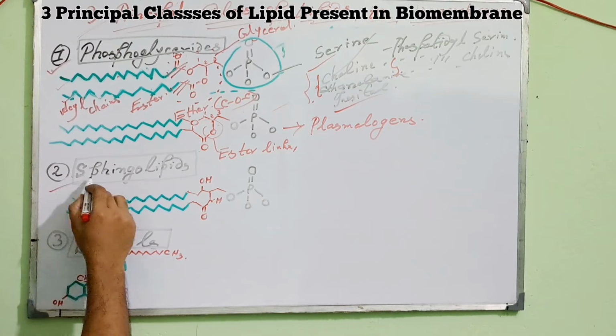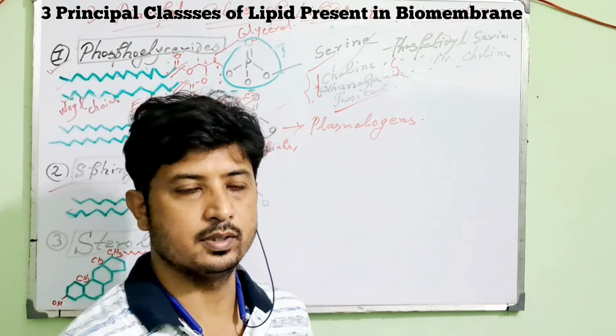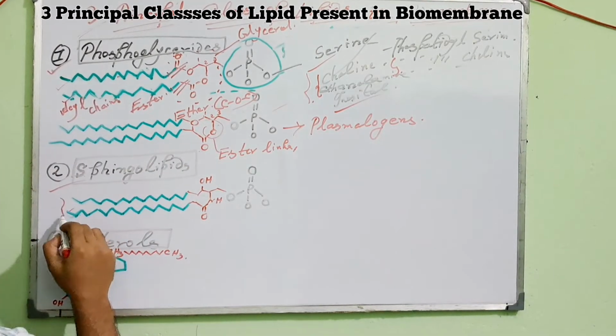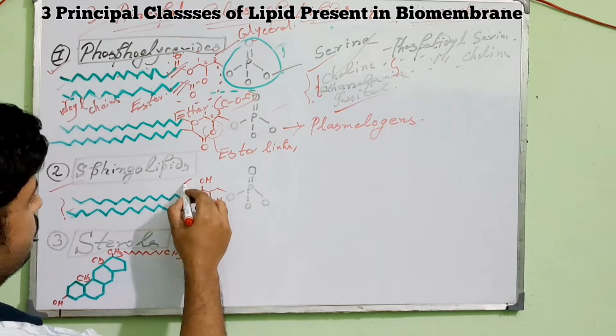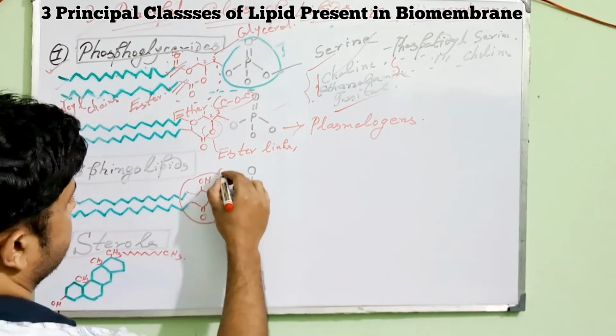Now we are coming to the second class of phospholipids, that is sphingolipids. So here also two chains are there, but the group which is present is sphingosine.